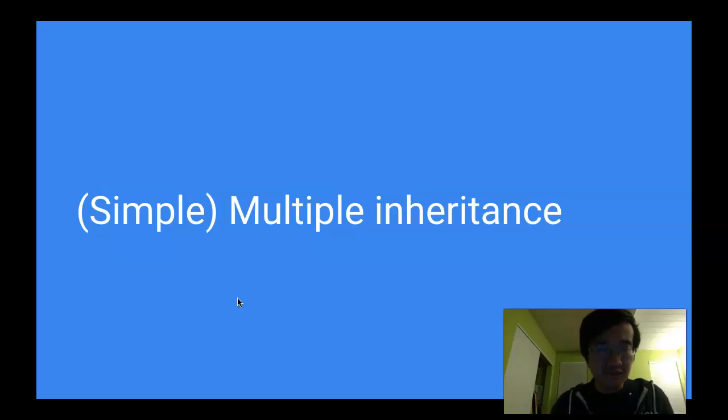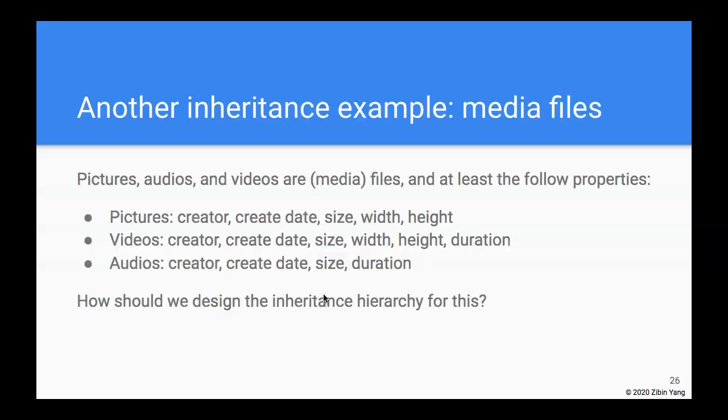So in this and the next few videos, we're going to talk about a simplified version of multiple inheritance in Python. And to motivate that, let's look at another example of inheritance. So we all know what pictures are, audio files, as well as video files. So all these are what's called media files, and they have many different properties, but at least the following ones.